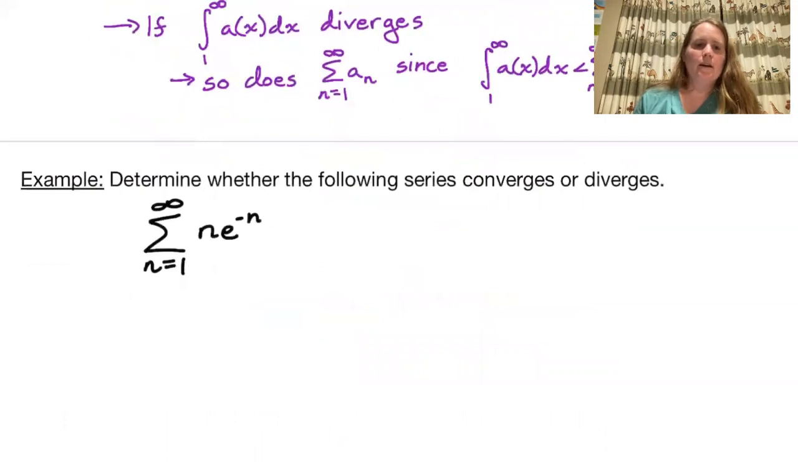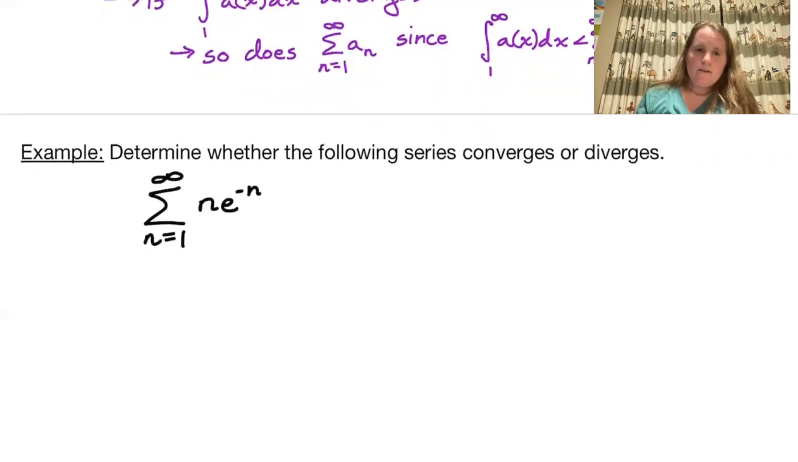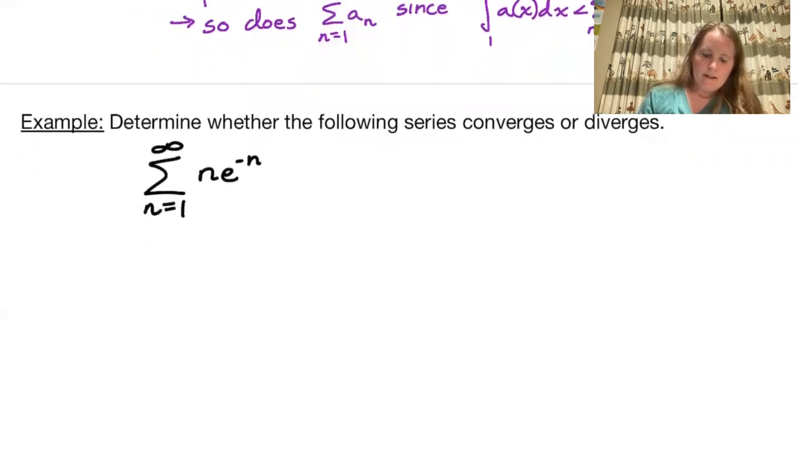So let's go ahead and do an example. Our job is to determine whether this series, the sum from n equals 1 to infinity of n times e to the negative n, converges or diverges. So we're going to take a of x to be x e to the negative x.